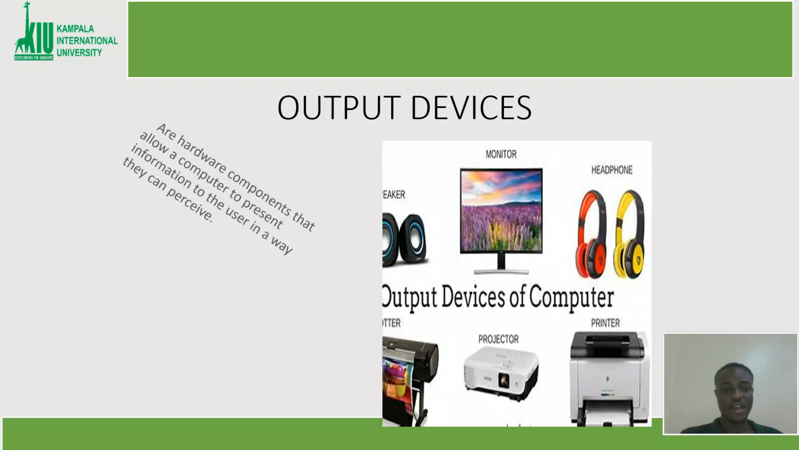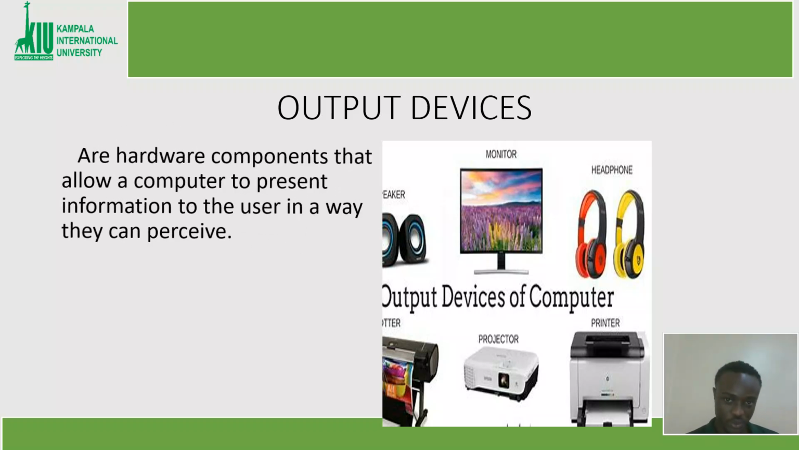Next are the output devices. These are hardware components that allow a computer to present information to the user in a way they can perceive. After inputting, these are the devices that allow you to output the information you put inside. Here we are talking about the monitor, the headphones, projector, and printer, as you're seeing in those pictures.